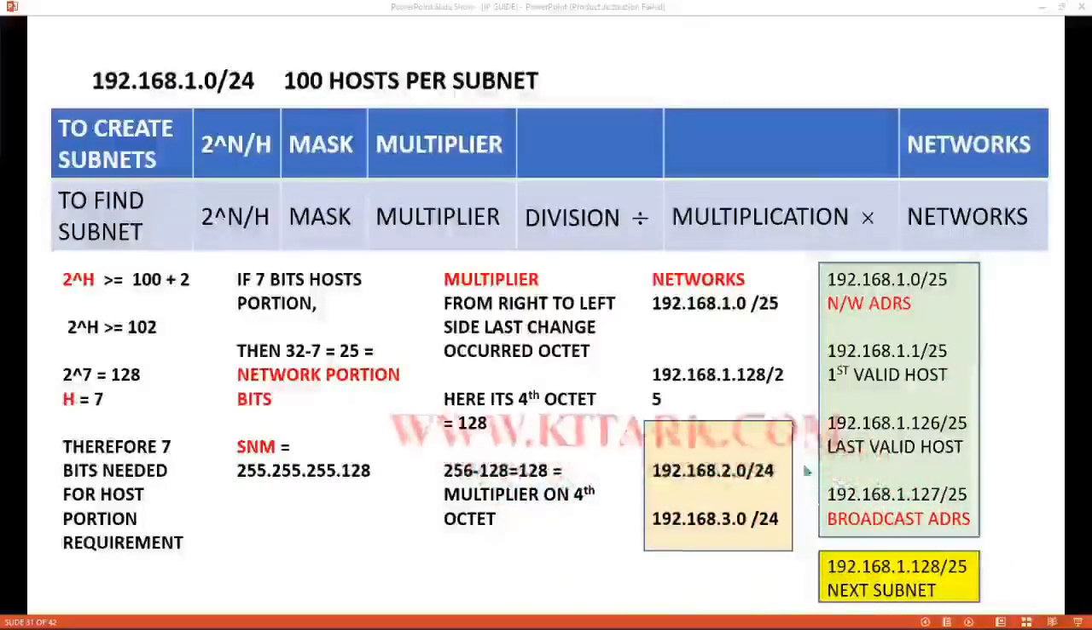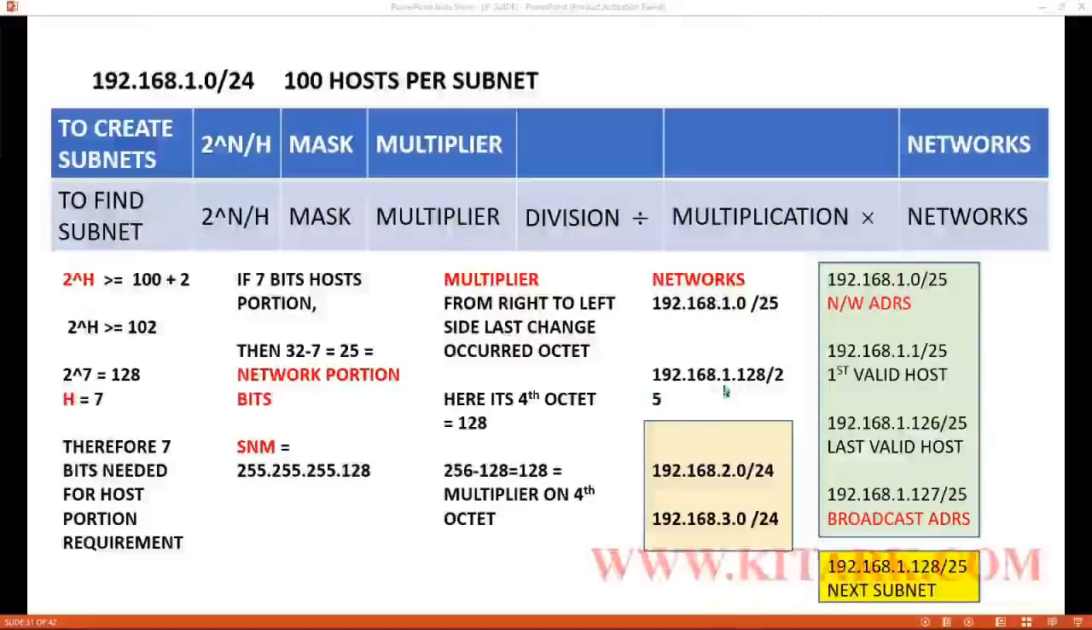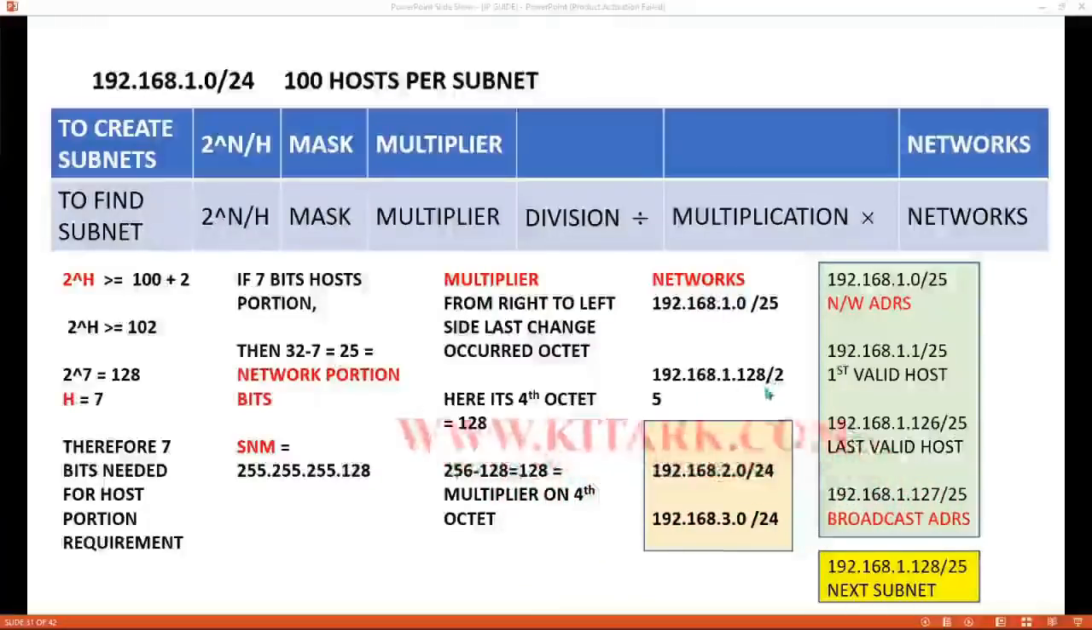Okay. So what is my next purpose? I need 50 hosts per subnet for the other branch LAN. For that 50 hosts, rather than going for the 192.168.2.0, I can again subnet this 192.168.1.128/25, right? Why? Because it is also having around 128 addresses, right? So I can again subnet this one. So let's do the calculation for that in the next slide.